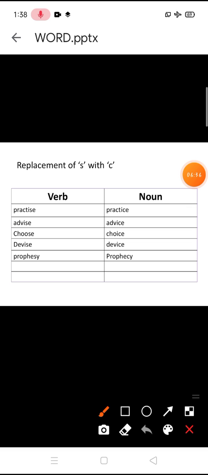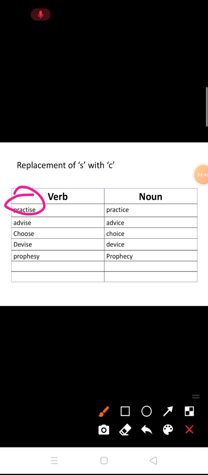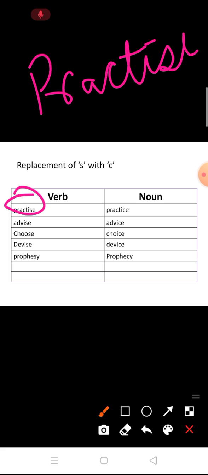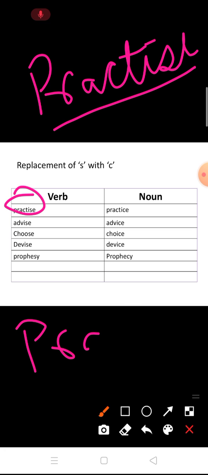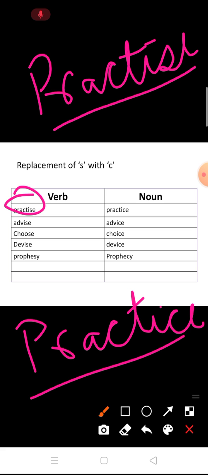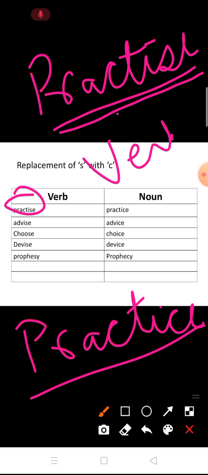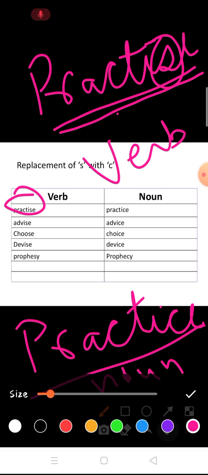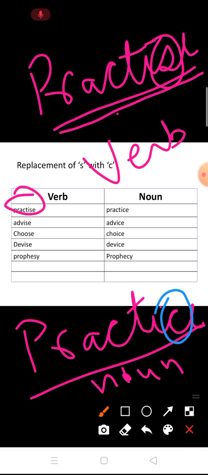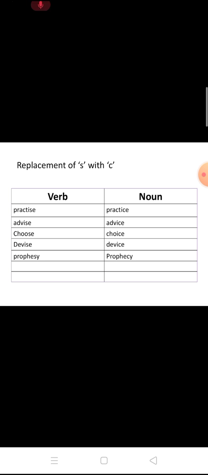Like here, if we see an example of practice. Some write practice like this and some write practice like this. Both are correct, but their meaning becomes different. Here practice is a verb because it has s here. This practice is a noun because it has c here. So the only difference is of c and s. So you should remember, if it has s, it is a verb, and if it has c, it is a noun.